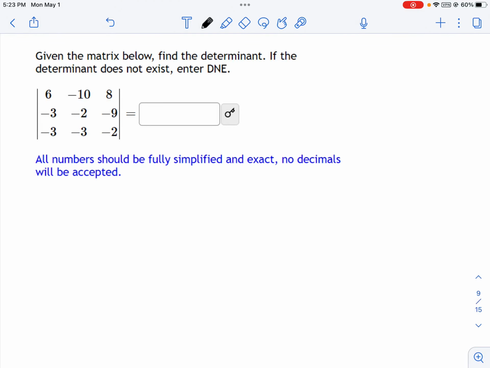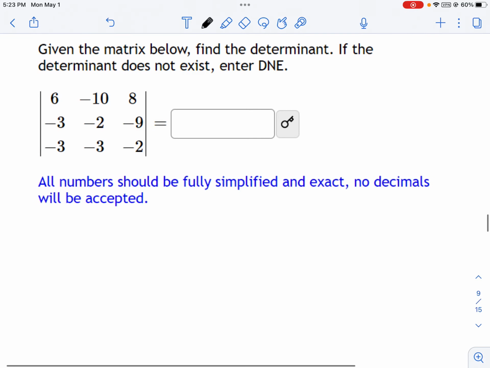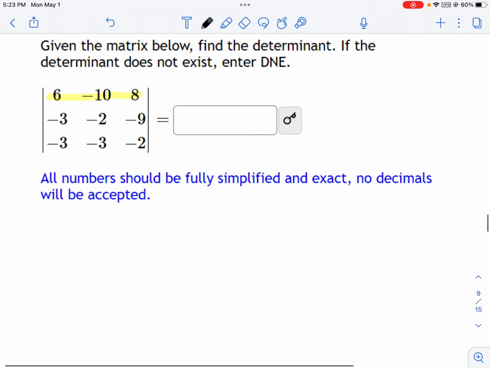Hello and welcome. So, when we're looking at this one, we have, given the matrix below, find the determinant. If it does not exist, enter DNE. I would recommend I just pick my very first row, always easiest, and then I don't have to worry about special cases or anything else like that, right? So, we're going to work on what we call expansion of minors to find the determinant for this particular video.